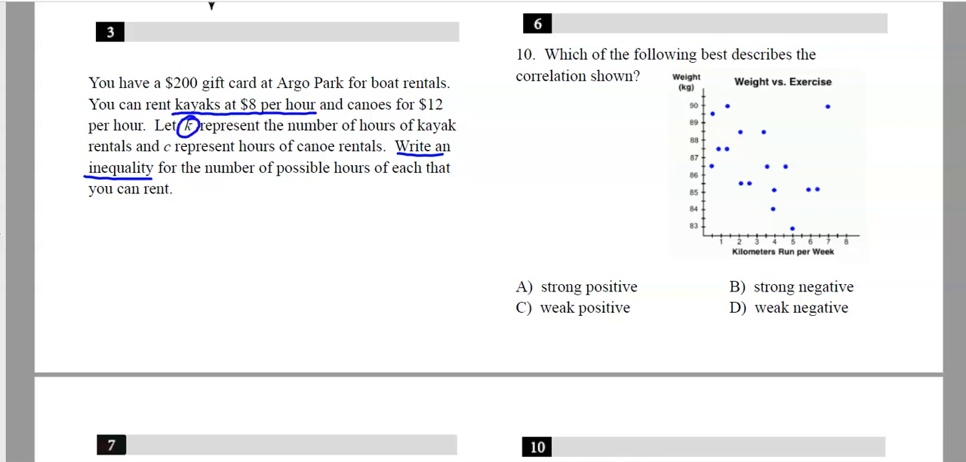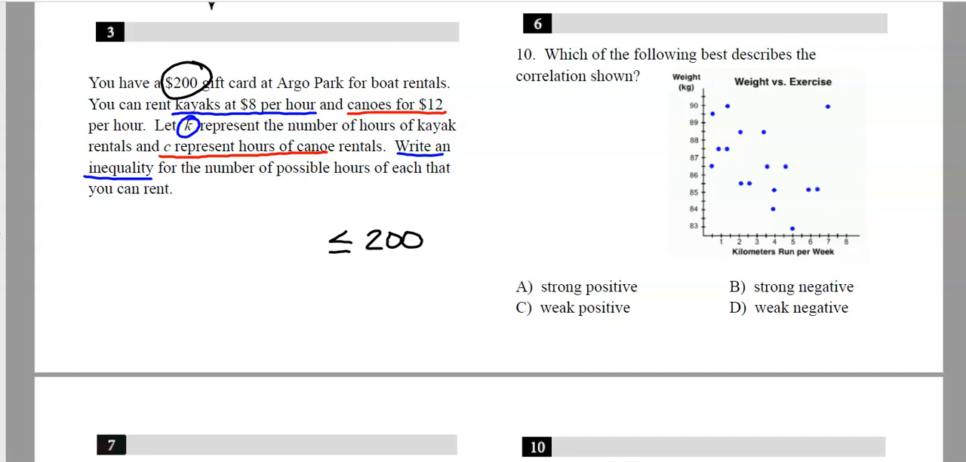K is kayaks. And you can do canoes for $12 per hour. And C represents the canoe. And then realize my money, this is all I have to spend is $200. So when I go to rent these things, I better keep it less than or equal to $200. So that's all the money that I have on this gift card.